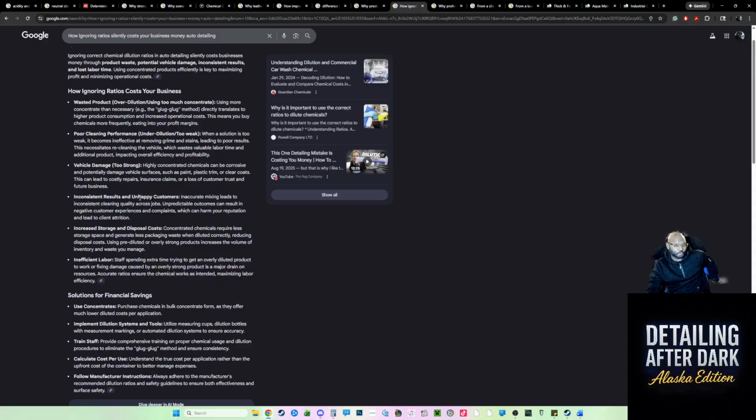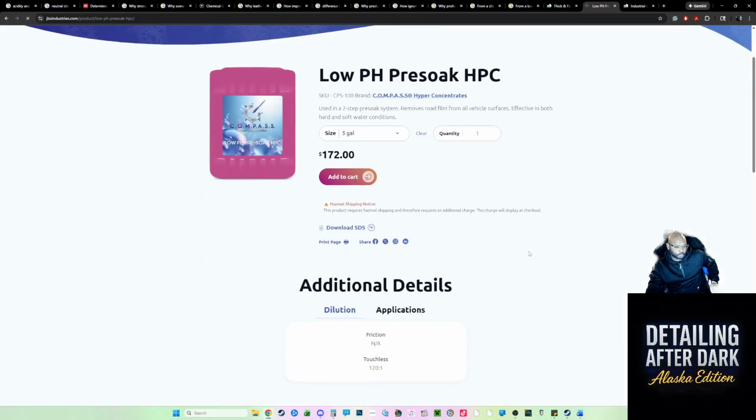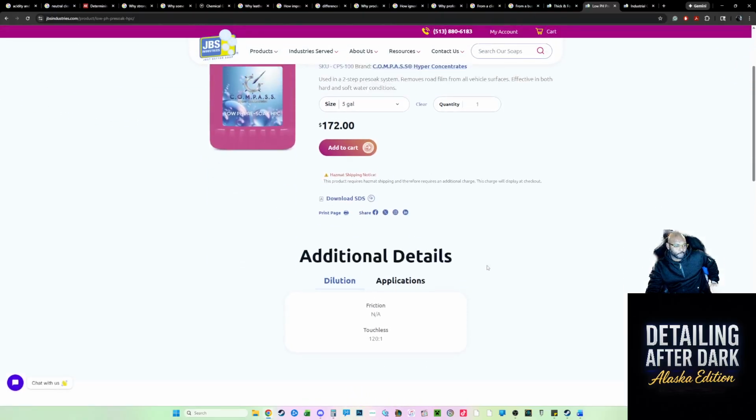It's a 1 to 200, I think it was a pre-soak. Yeah, 1 to 120, $172 for 5 gallons. Brother, my God. Let's just go do the math here on price per gallon. 120 times 5 is 600, and then 172 divided by 600. It's 30 cents a gallon.